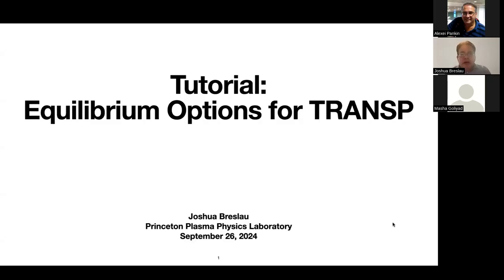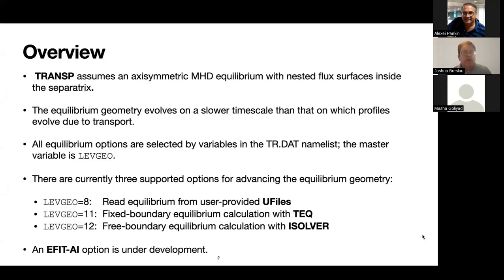Okay, so I'll be talking about the various options for equilibrium calculations in the TRANSP code. As an overview, TRANSP uses an axisymmetric MHD equilibrium with nested flux surfaces within the separatrix. The equilibrium geometry that it maintains evolves on a slower time scale than the profiles. The profiles are on whatever the nested flux surfaces are, and those evolve over a longer time scale, so the equilibrium will change.